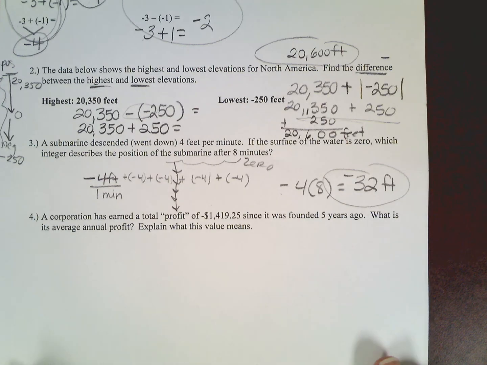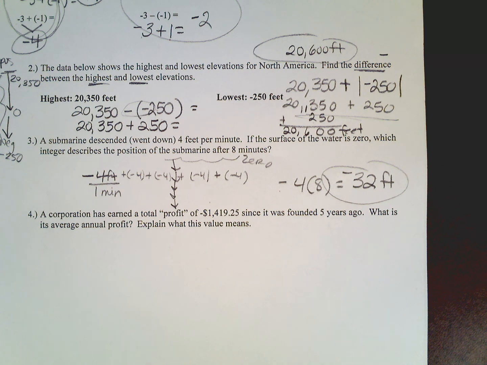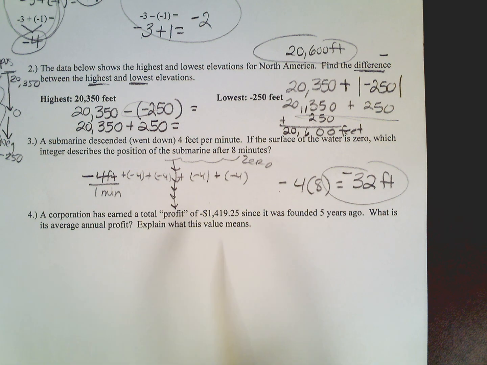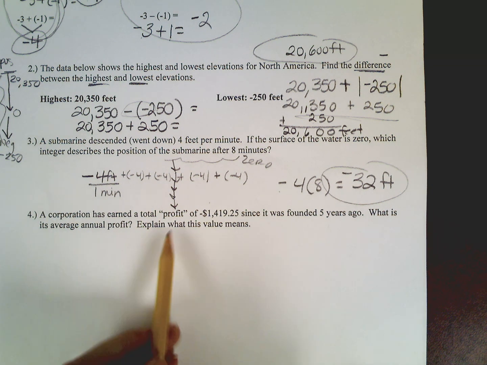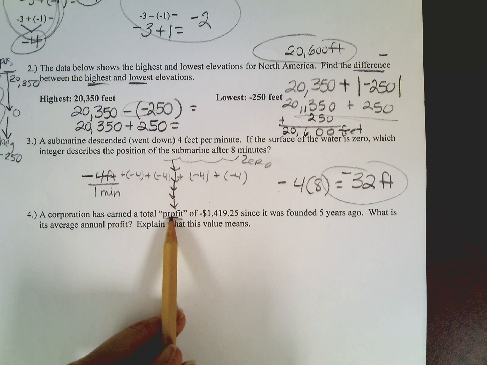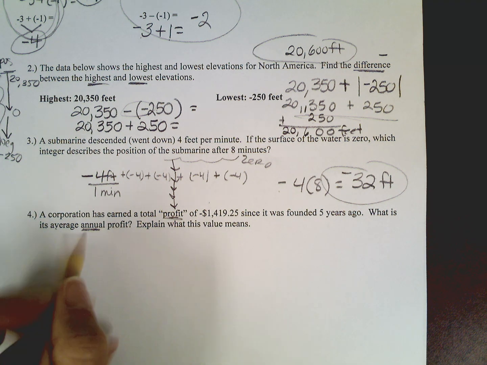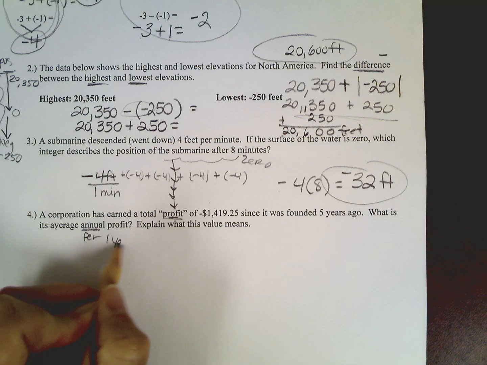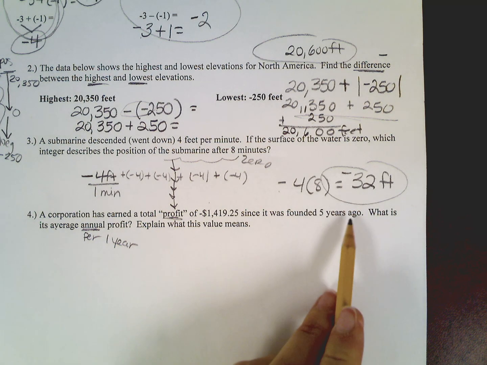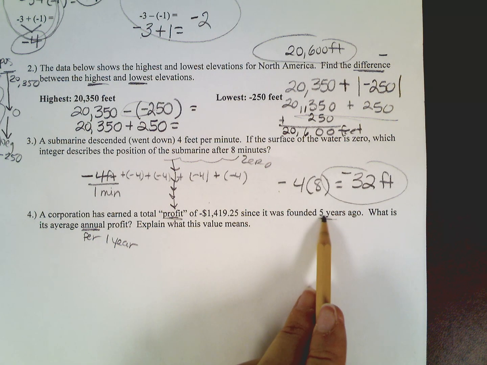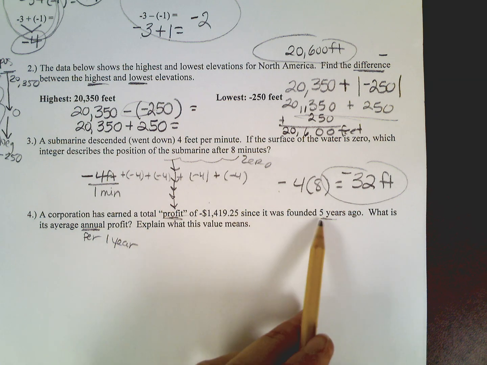Let's take a look at number 4. A corporation has earned a total profit of -$1,419.25 since it was founded 5 years ago. So is it really a profit? Well, it's really more like a loss if it's negative. What is the average annual, which means per 1 year? So we don't want to know how much it lost. Over 5 years, we want to know how much per 1 year.